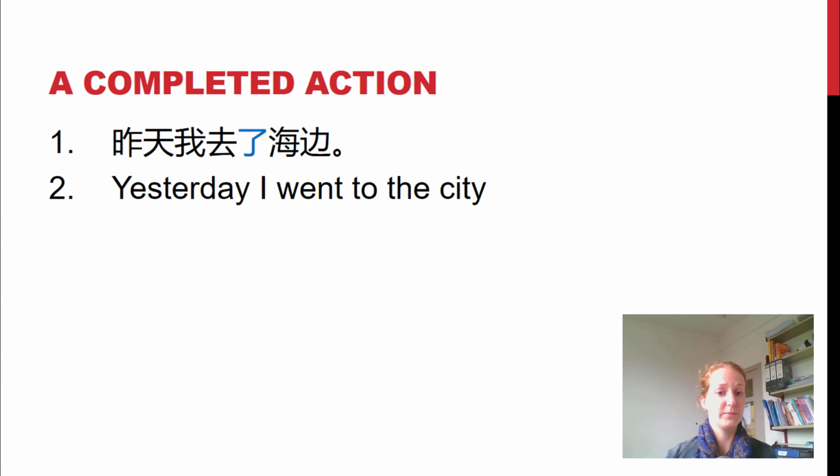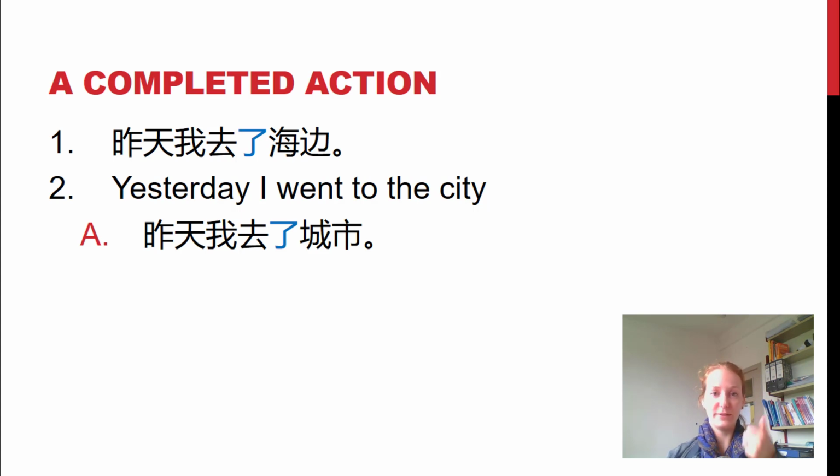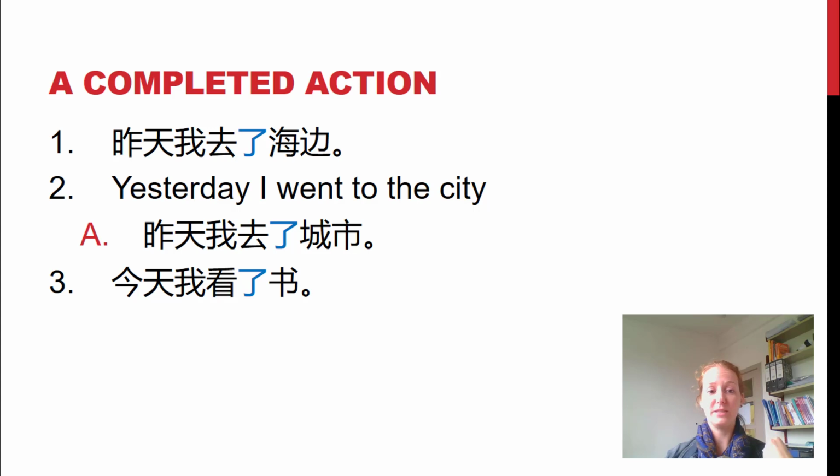The second example, 中文怎么说? Yesterday I went to the city. You have a go. 昨天我去了城市. 对. Next example, 今天我看了书. 英文怎么说? Today I read a book or looked at a book. 看了书.